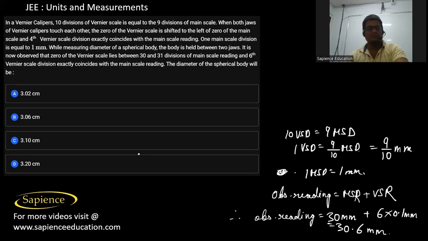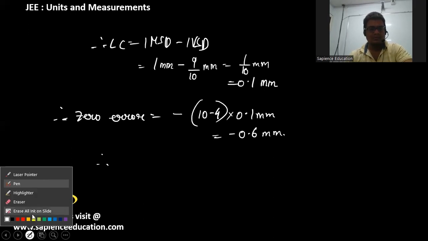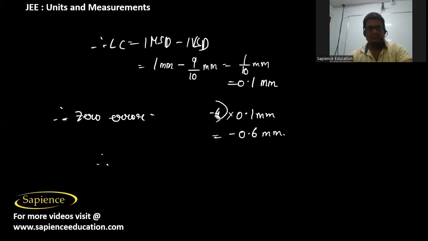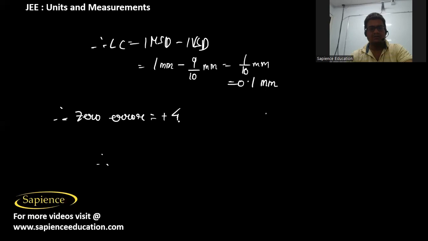So therefore, this is actually, it should be a positive zero error. Something wrong here. So the zero error will be plus 4 into 0.1 millimeter, that is 0.4 millimeter.